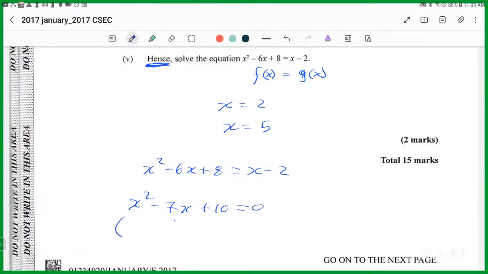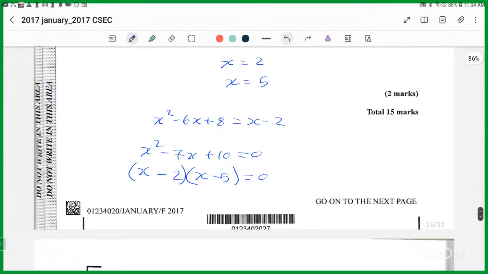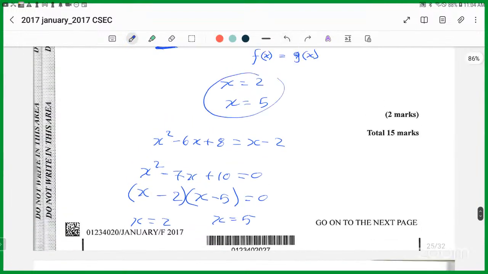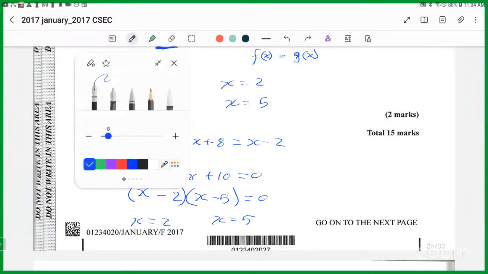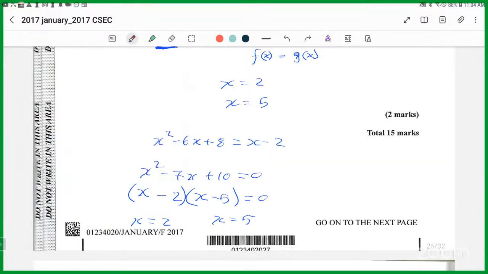And if I factorize this, I'll get x and x. Factors of 10 that add to 7 are 2 and 5. Signs are the same. They are both negative. So you see, this factor will give me x equals 2, and this factor will give me x equals 5. So you see, I got the same two answers, 2 and 5. So this down here is just like a test. It's just a test. It's not what they want. This is just to check your answers.